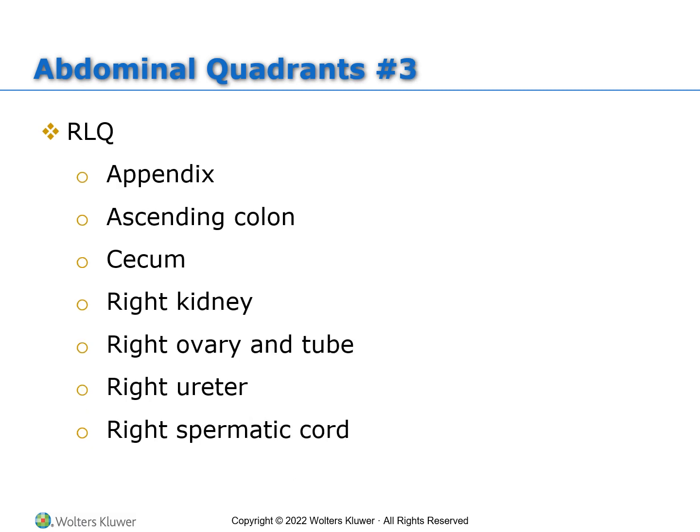Within the right lower quadrant, we also have the appendix, our reproductive organs, and our right ureter. Again, there are some other things that you will see there, like the ascending colon, the cecum, the right kidney, the right ovary, and tube.